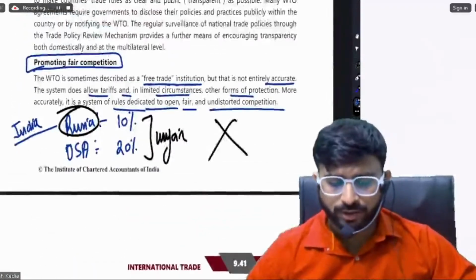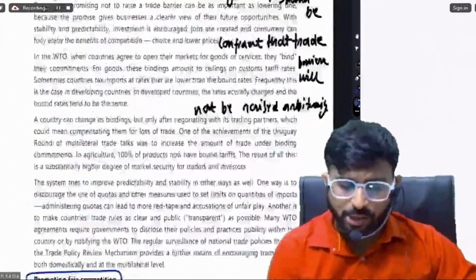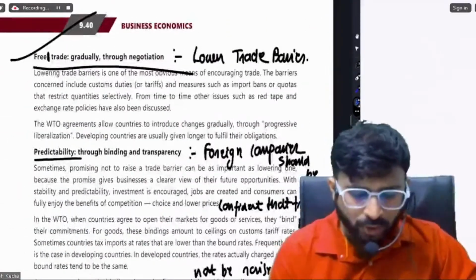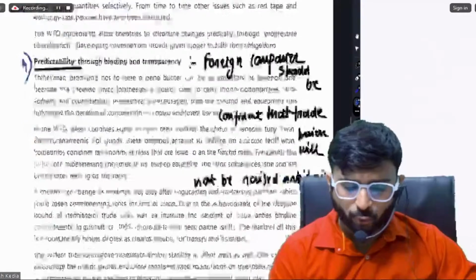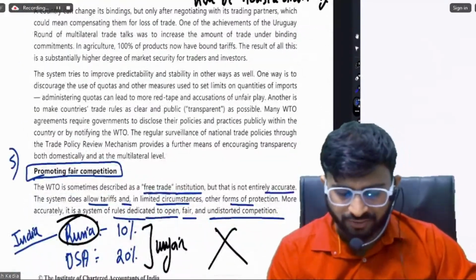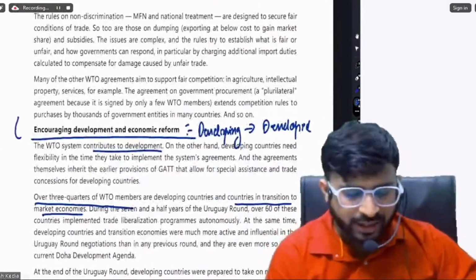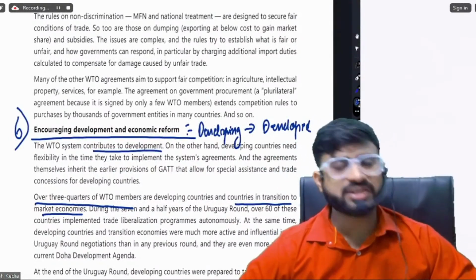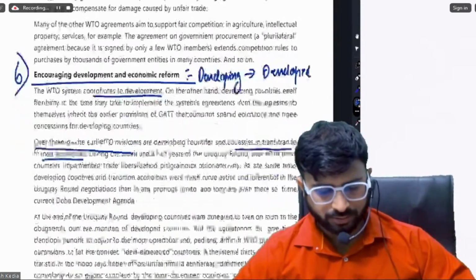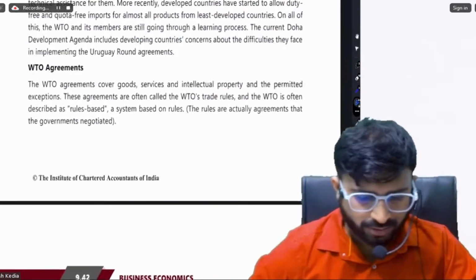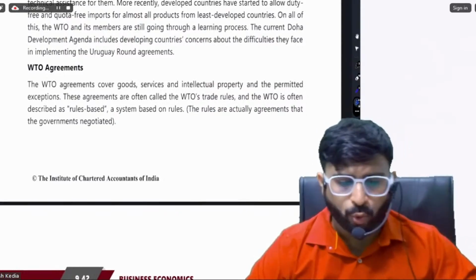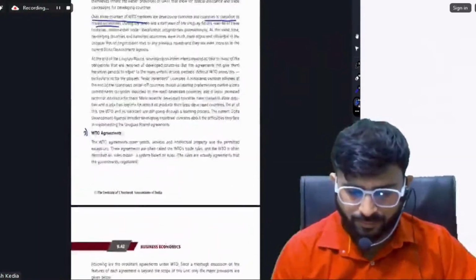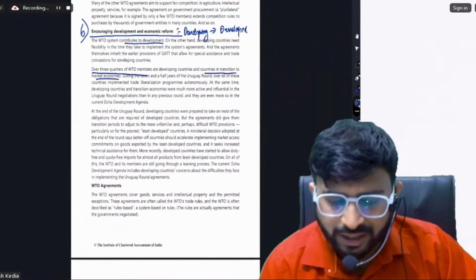Understood? Yes, sir. So if we number it: MFN was 1, national treatment is 2, free trade is 3, predictability is 4, promoting free and fair competition is 5, and the sixth one is encouraging development. What else is there, sir? Mainly, these are the six that we need to know.